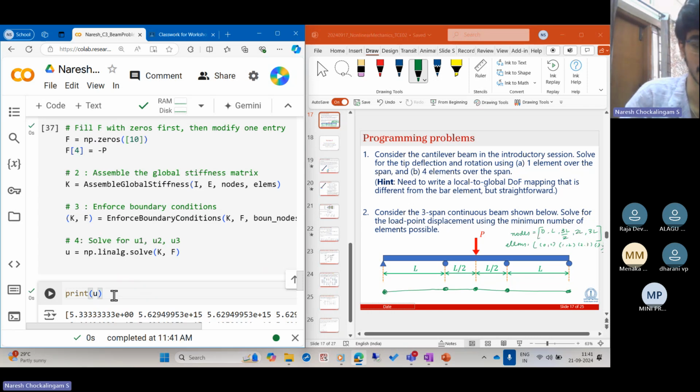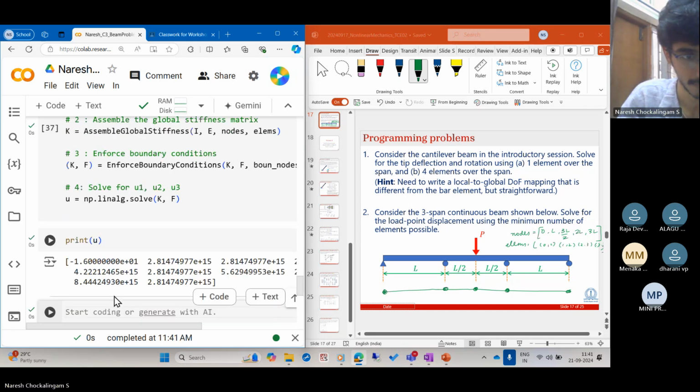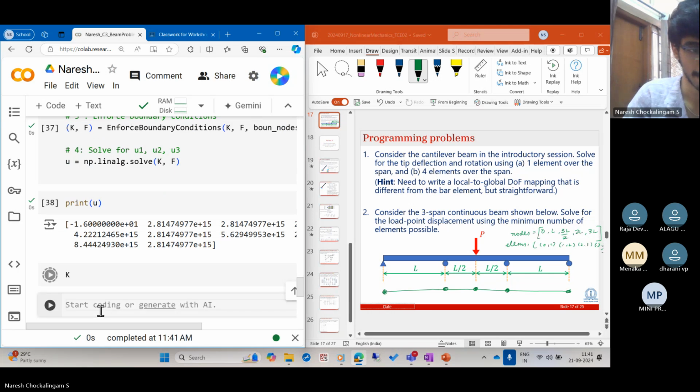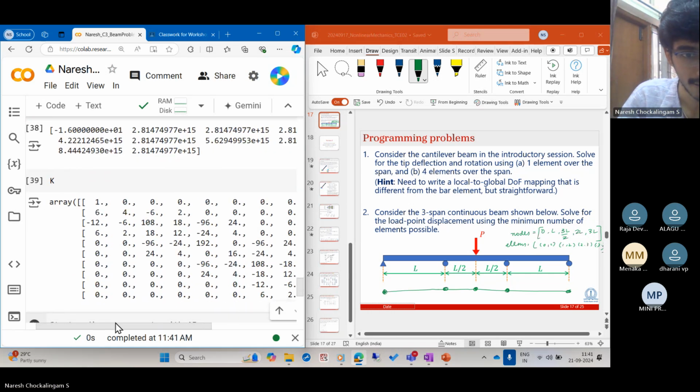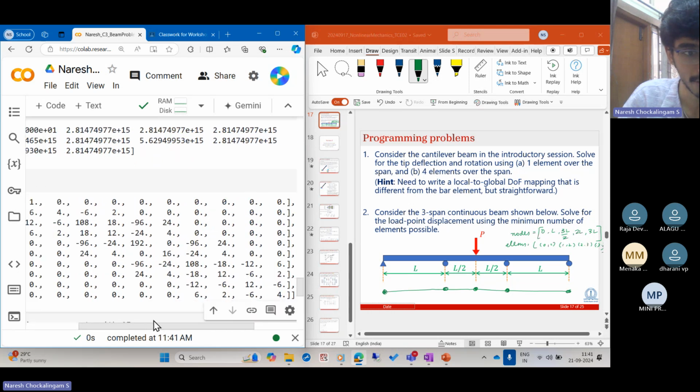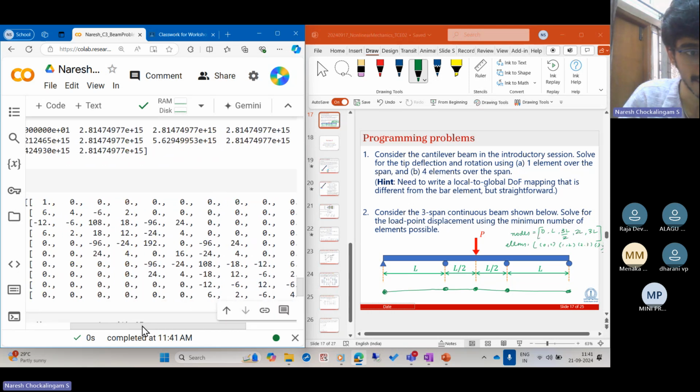Solve it and then print. Still there is some junk. Let's see K. K is fine. K seems okay. It has to be diagonally dominant. So you get 6, 4, 6, 2. Oh, K is actually fine.